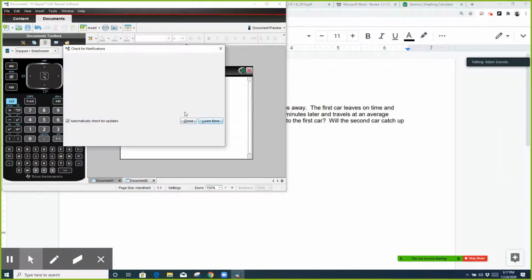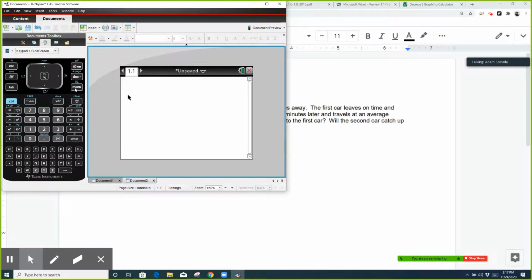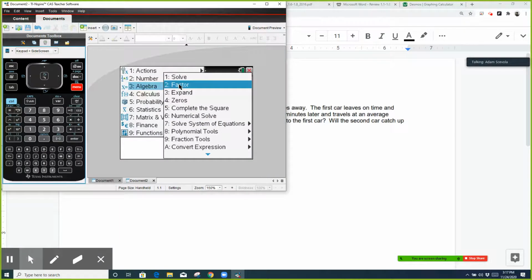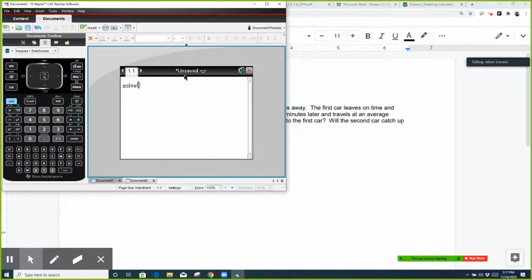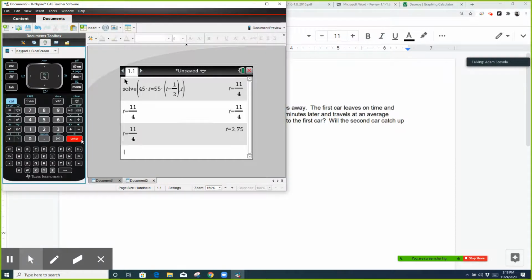But just to remind you how to use a calculator to solve equations, especially ones that are more complicated, you're going to go to a calculator, you're going to go menu, algebra, solve. And you're going to type in the equation 45t equals 55 times t minus 1/2. And we're going to do comma t because we're solving for t. And we get 11 over 4, which as a decimal is 2.75.